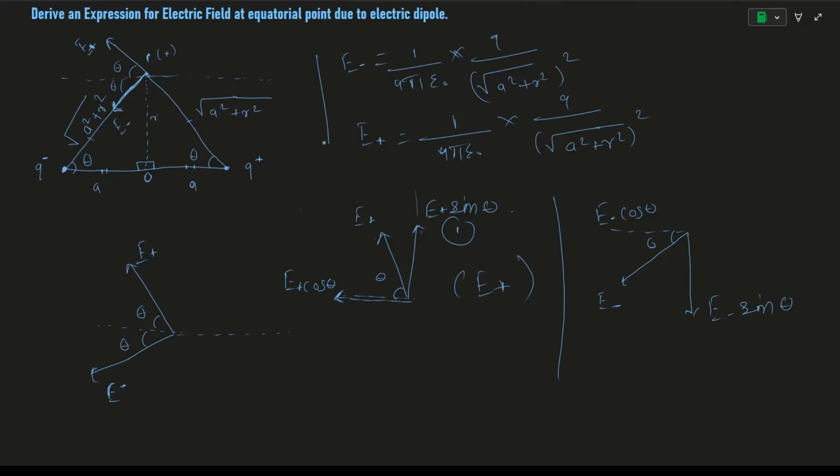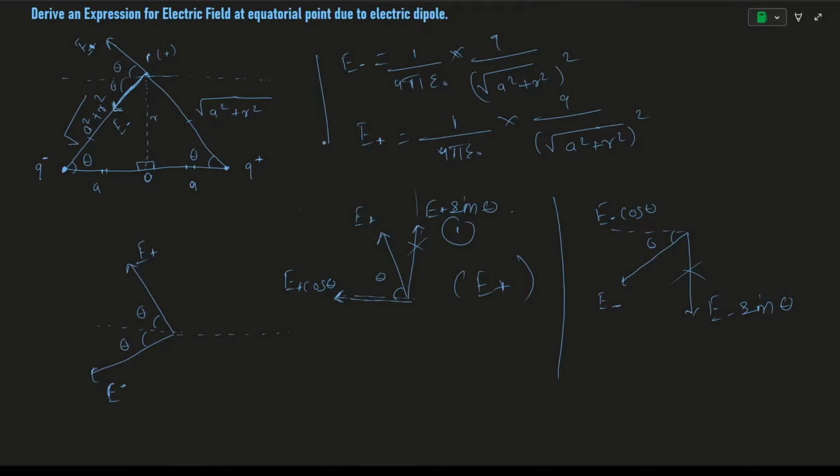Okay, as you can see in this figure, this E plus sin theta and this E minus sin theta both are in opposite direction. So they are same in magnitude, but their direction is different. So they will cancel out each other. So this component will get cancelled out, and this also will get cancelled out.